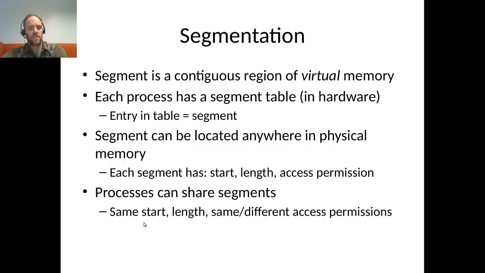So here the kernel just has to mark those segments as shared between a certain process. So we have the same start and length, and we can have the same or different access permissions depending on the process. For example, one process could be writing to a memory location and another process could be only allowed to read from that memory location.